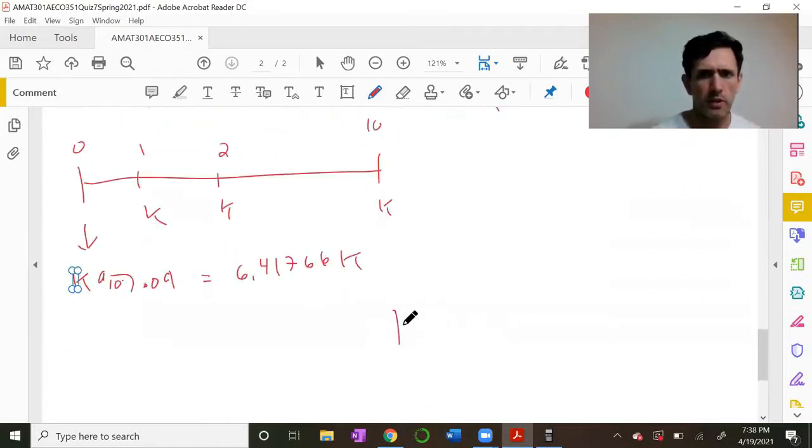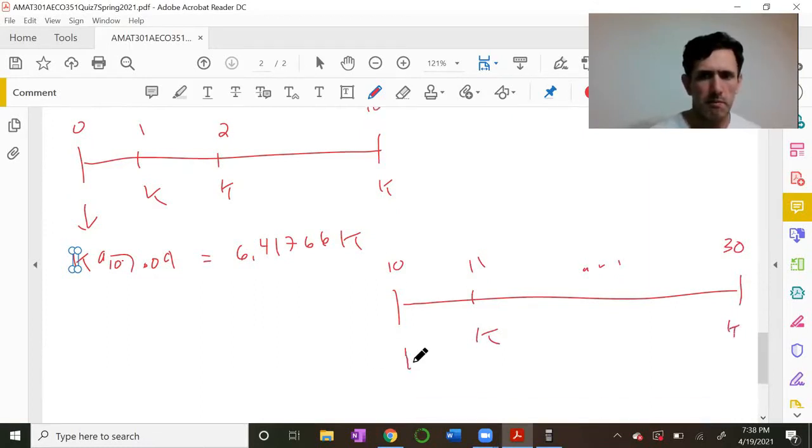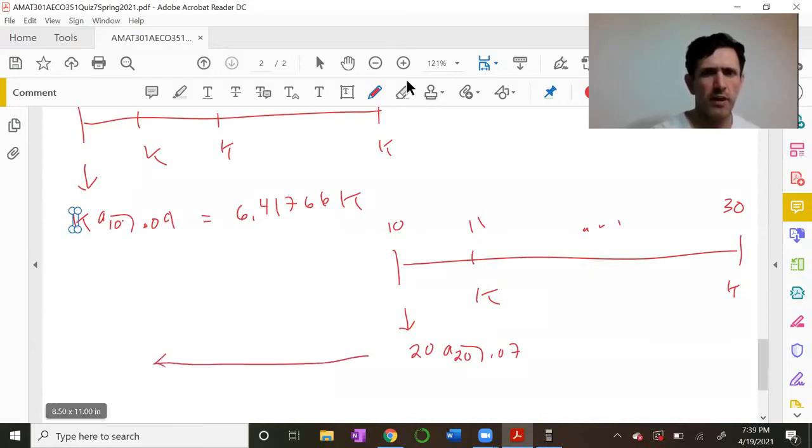So for the other one, it's 7%. So 20 years. A20.07, and we have to discount this. So some people didn't discount this. You really can't forget your basic annuity logic. That's really the heart of this course, and really the heart of passing exam FM is your basic annuity logic.